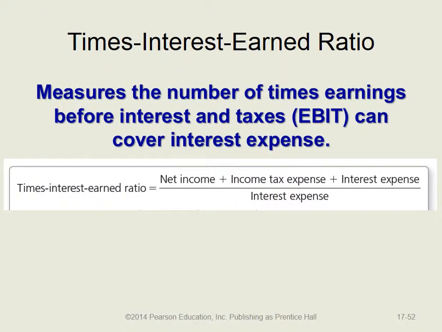The times interest earned ratio measures the number of times earnings before interest and tax, also known as EBIT, can cover interest expense. It is computed as the sum of net income, income tax expense, and interest expense divided by interest expense. For companies with a large amount of debt, being able to cover interest is critical to avoiding bankruptcy.